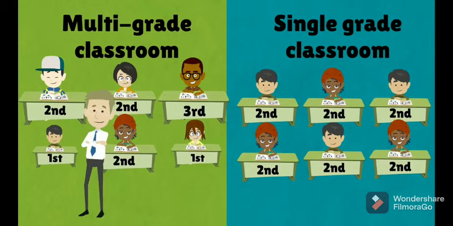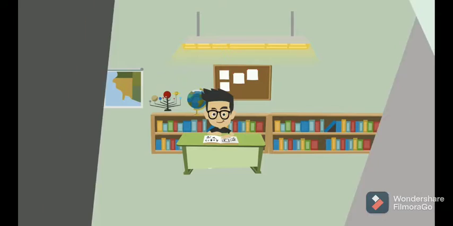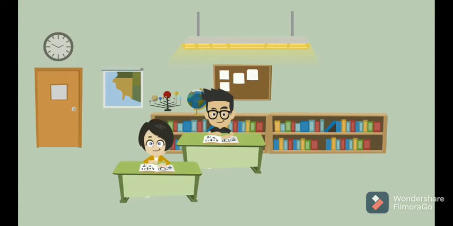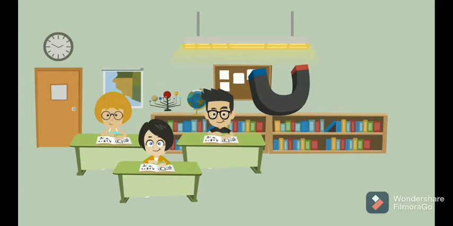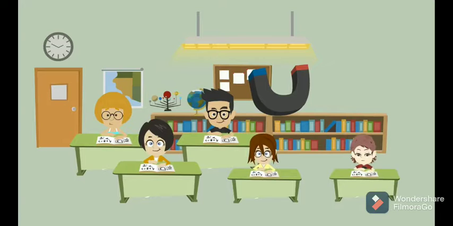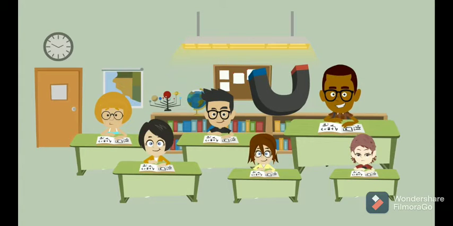But how does that work on a given school day? How does the teacher teach all the classes to all the grades? Well, let's take Jimmy as an example. Jimmy is in 4th grade in a multi-grade classroom and learning about magnets in science class. In a multi-grade classroom, Jimmy and the other 4th graders are combined with 3rd grade and 5th grade for science. They are all learning about magnets.